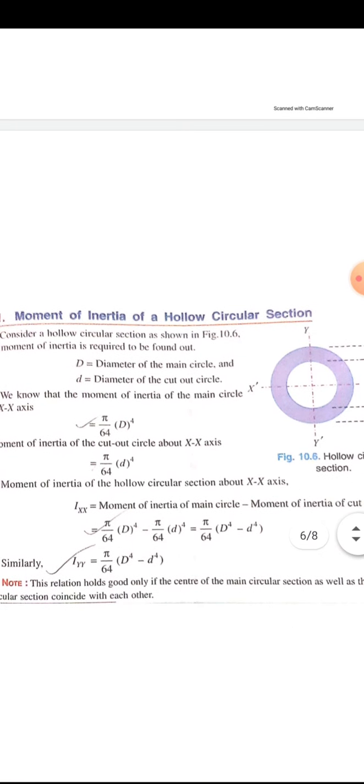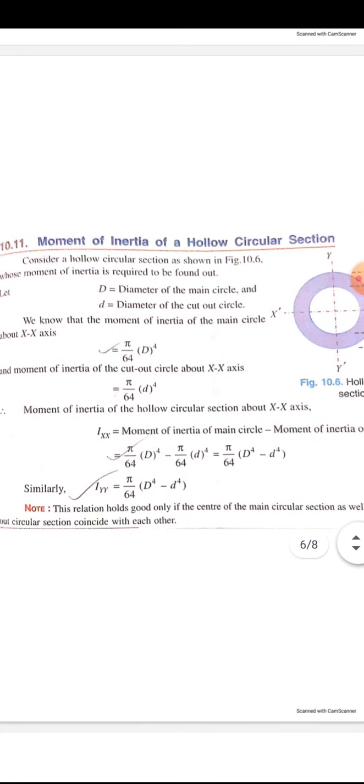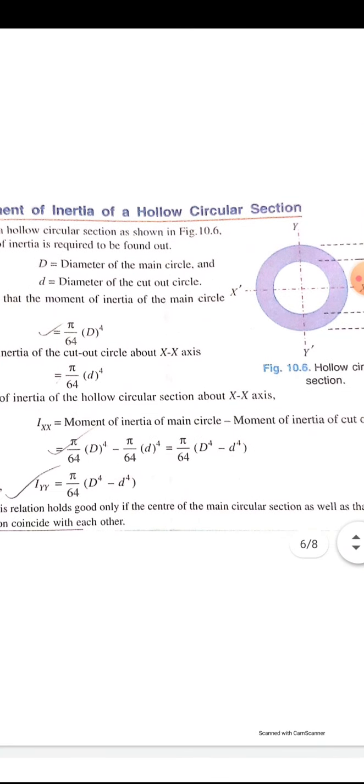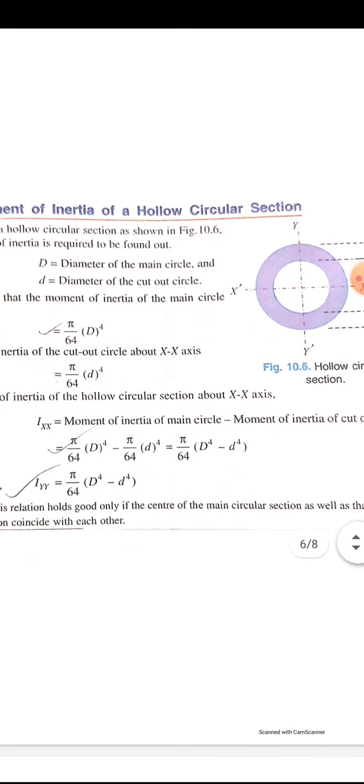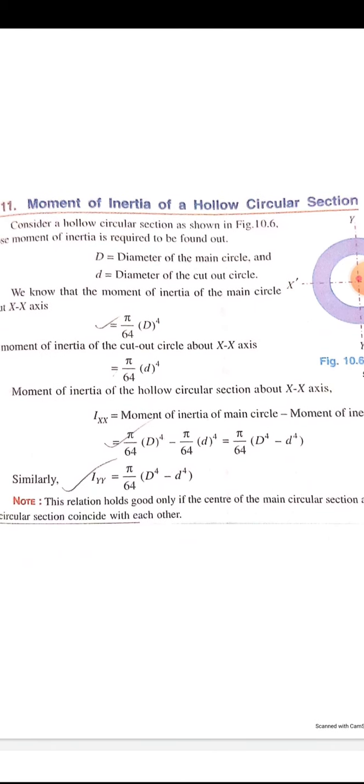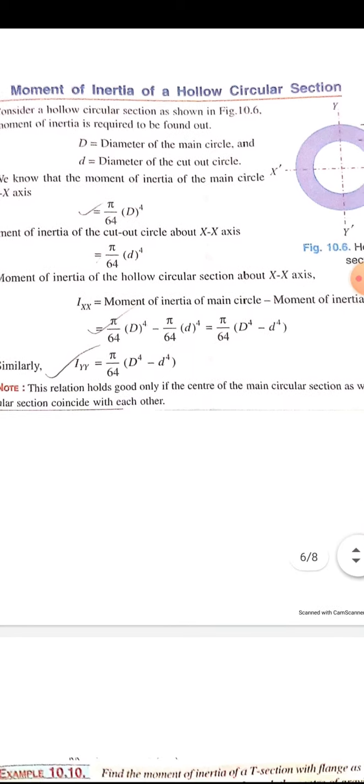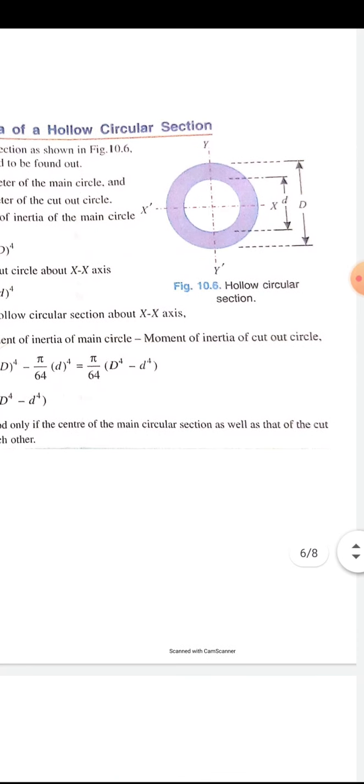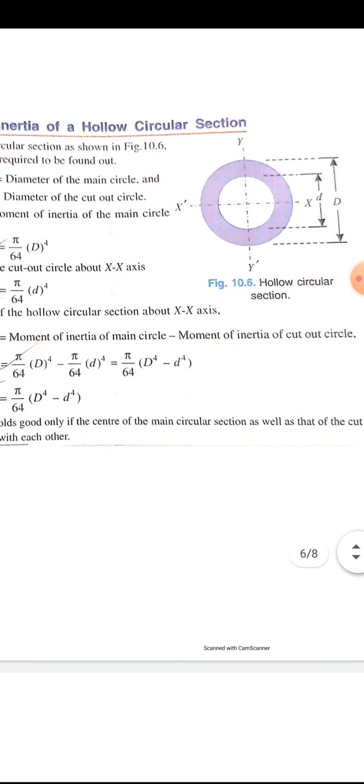Just remind it, the moment of inertia of a hollow circular section. For a circular section we know that the moment of inertia is pi by 64 into d to the power 4. Clear? Here the cutout section is denoted by capital D and the cutout small d.